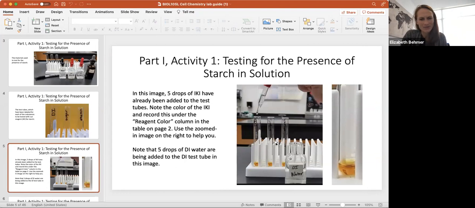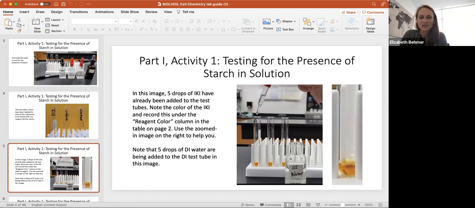So I think what happened first is we added the reagent, which is this kind of brown color shown here. So the reagent is IKI. That means this is what's been added to your test tubes first, IKI, the reagent. This is the chemical that will be able to detect for the presence of starch. So when it asks for the reagent color on the column in table 2, in the table on page 2, you'll just want to put the reagent color is kind of a golden honey color. So you'll put the reagent color is golden, yellowish.